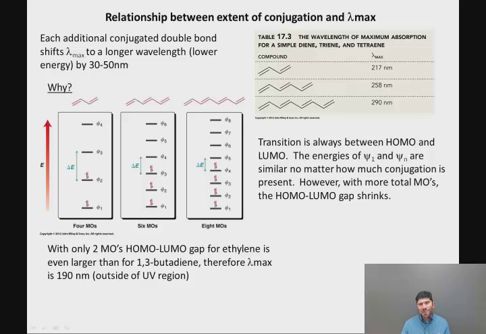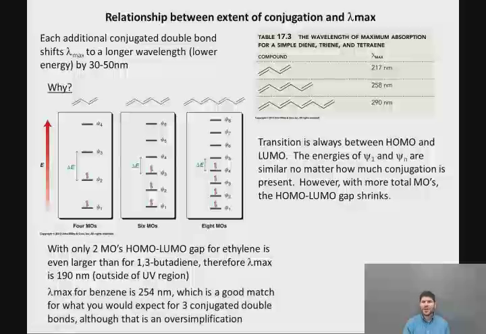A couple of other points to make about this. If we think back to ethylene, which is what I used as the first example of molecular orbital theory treatment, there are only 2 molecular orbitals in ethylene, the bonding and the anti-bonding, psi1 and psi2 if you prefer. Therefore, the HOMO-LUMO gap in ethylene is even larger than for 1,3-butadiene, so the lambda max is outside of the UV region. It's at 190 nanometers. If you wanted to excite an electron from the HOMO to the LUMO in ethylene, you would actually need to use X-rays rather than ultraviolet light.